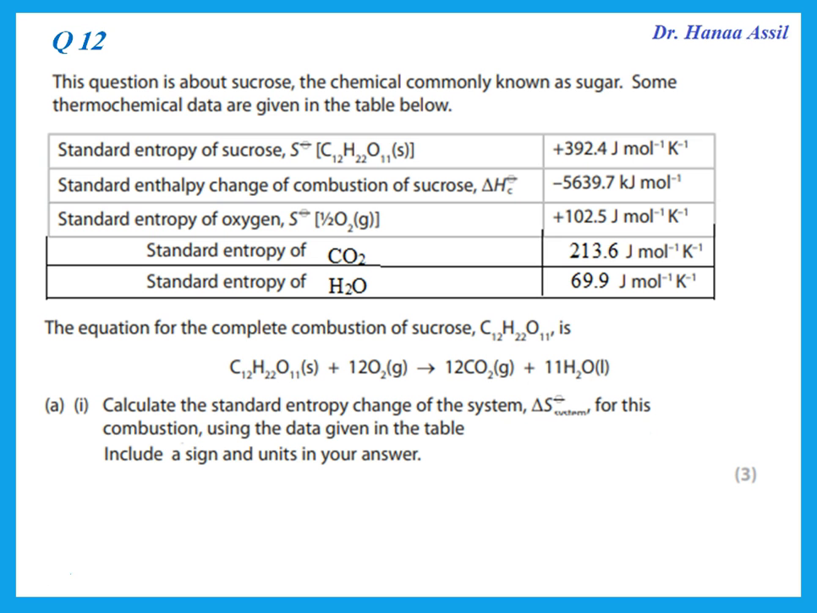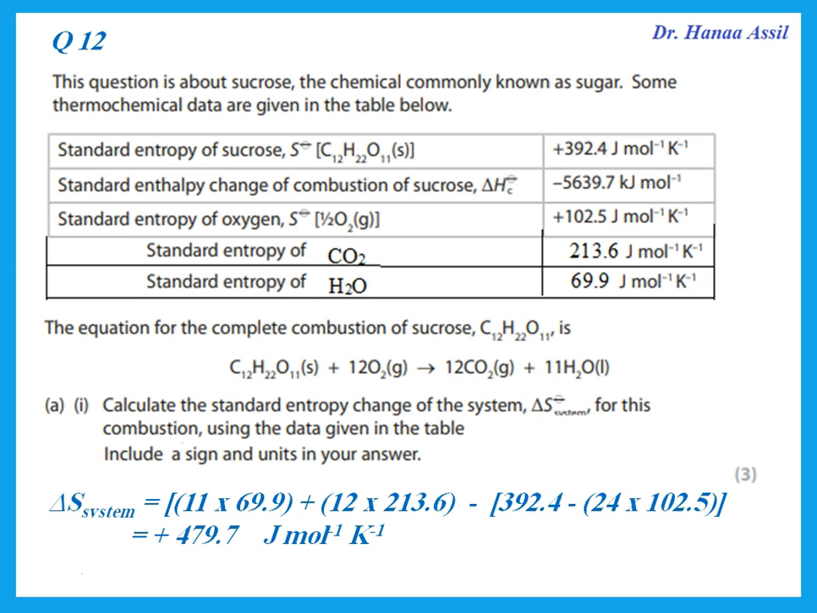This question says we have sucrose, a chemical commonly known as sugar, and he gives me these values for the entropy changes and the delta H of combustion and so on. And he says calculate the entropy change of the system. Again, from this equation, we calculate the entropy change of the system, products minus reactants. Remember, for products, I have 11 of water, so 11 times the entropy of water, plus I have 12 of CO2, so 12 times the entropy of CO2. All of that minus the reactants.